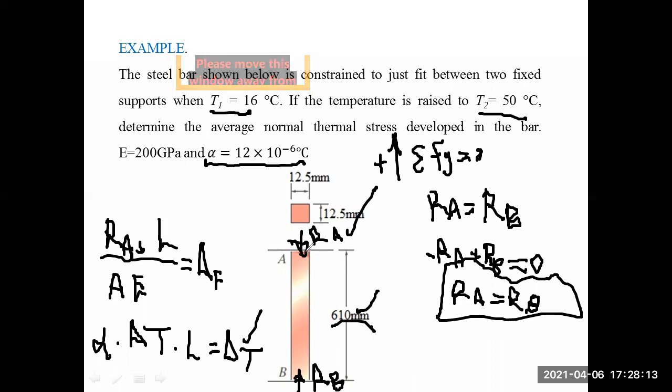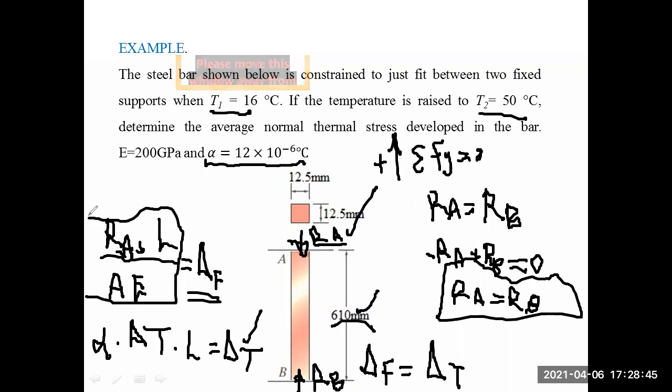Preventing the element from expanding by a force, and that force is induced due to the thermal expansion, and that force I label as RA. So I could say RA times L over AE is equal to delta due to a force. Now I will develop the compatibility equation. That delta due to the force should be equal to the delta due to the temperature. So I equate these two equations.